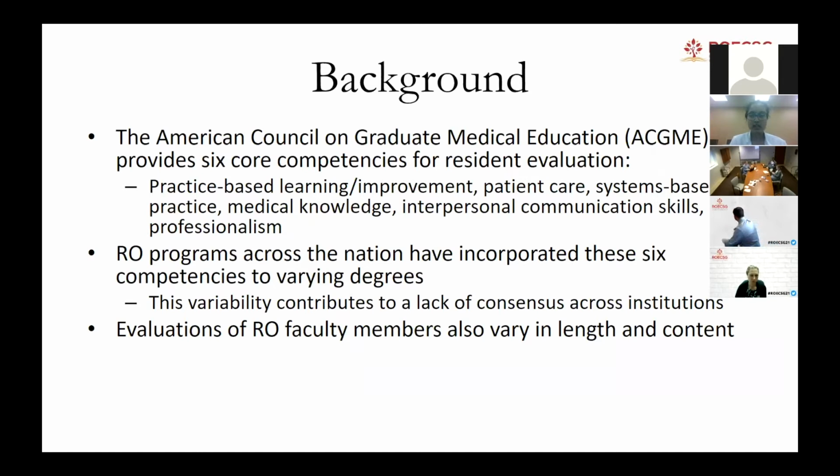So practice-based learning and improvement focuses on a resident's ability to evaluate the care they provide and find opportunities within their practice to incorporate evidence-based medicine. Systems-based practice focuses on a resident's ability to function as a member of a multidisciplinary healthcare team in an effort to provide high-quality and cost-effective care to patients.